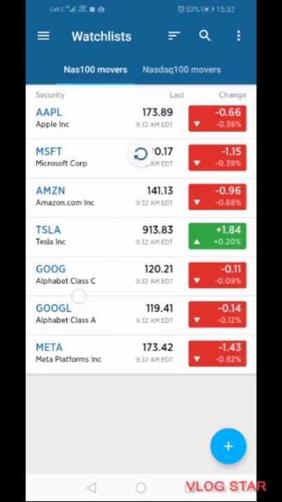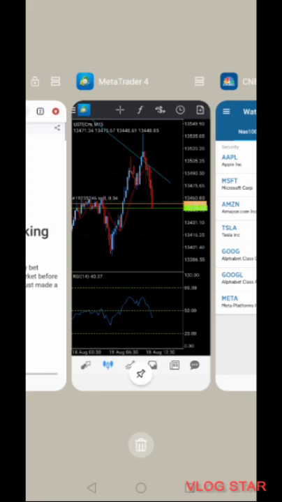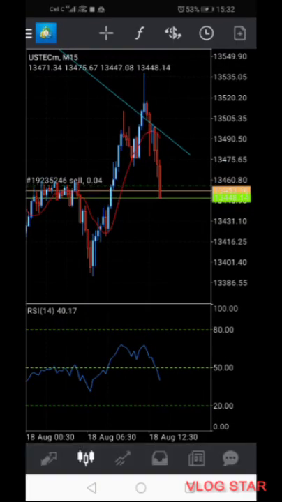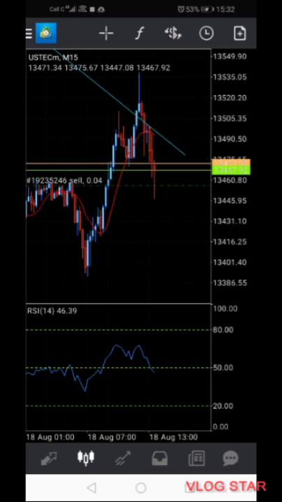Look at that. Everything else turned red. Google turned red. Alphabet turned red. Meta turned red. The only one that's green is Tesla. Everything else is red. So yes, we are definitely going down. I would hold this trade until more of them start turning green. So we'll see what happens there.